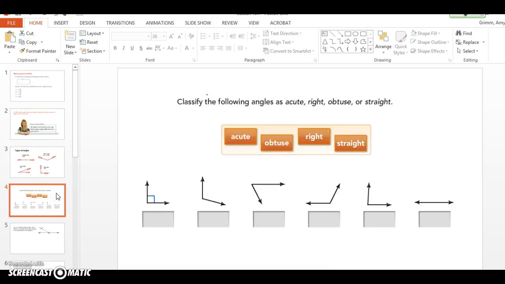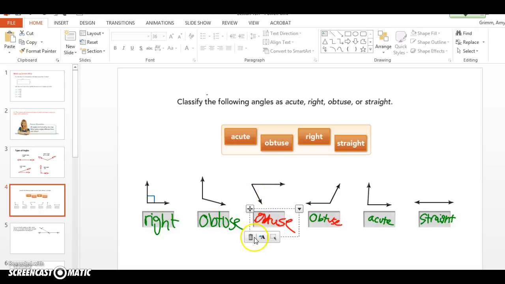All right, so real quick, what I want you to do, just to make sure you understand, is classify each as acute, right, obtuse, or straight. Feel free to draw lines. Right, obtuse. What do you think that next one is? Acute. This one right here. Yeah, this should be acute. This would be smaller than 90 degrees. That would be acute. All right, this one right here would be obtuse.